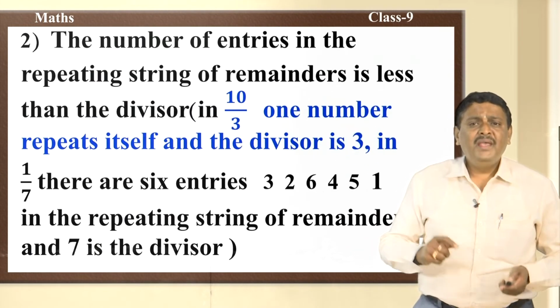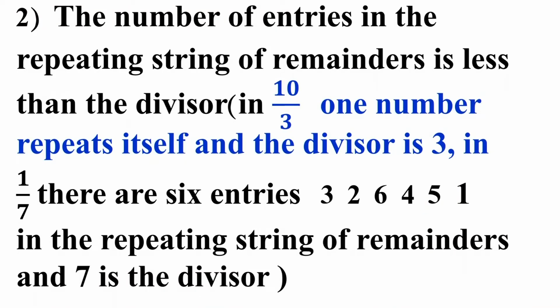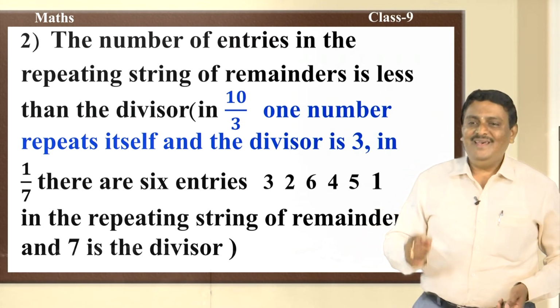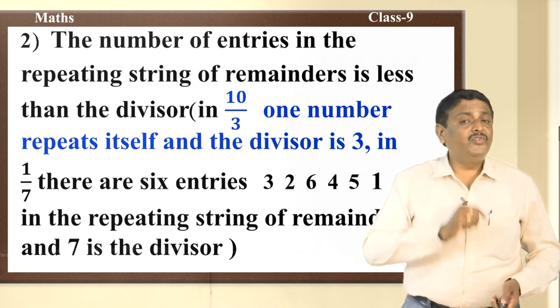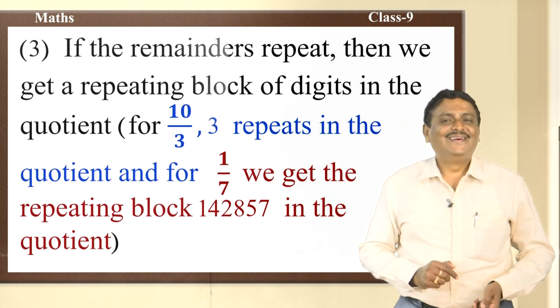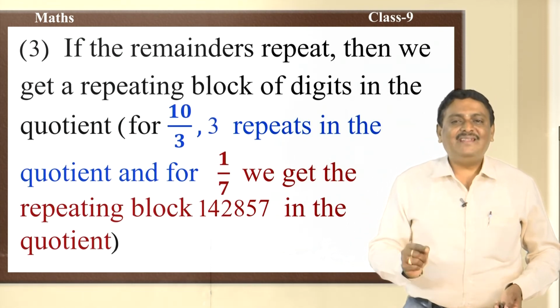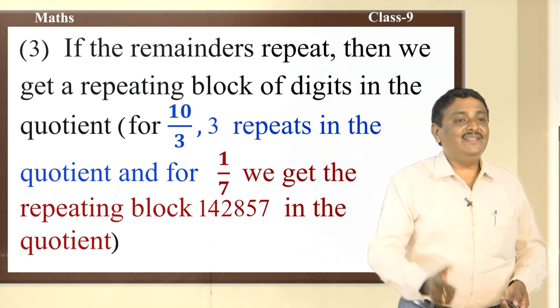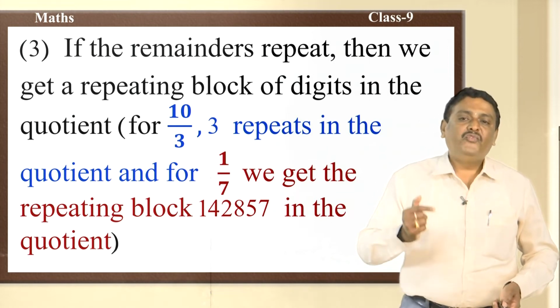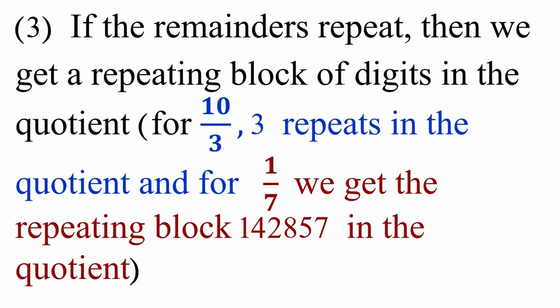For the second one, the number of entries in the repeating string of remainders is less than the divisor. For example, in 10 by 3, one number repeats itself and the divisor is 3. In 1 by 7, there are 6 entries, 3, 2, 6, 4, 5, 1, in the repeating string of remainders and 7 is the divisor. This is the second thing. What is the third one? If the remainder repeats, then we get a repeating block of digits in the quotient. For example, in 10 by 3, 3 repeats in the quotient, and for 1 by 7, we get the repeating block 1, 4, 2, 8, 5, 7 in the quotient.